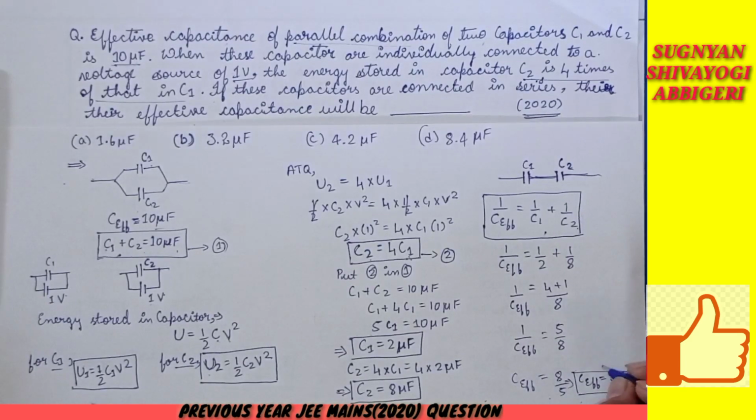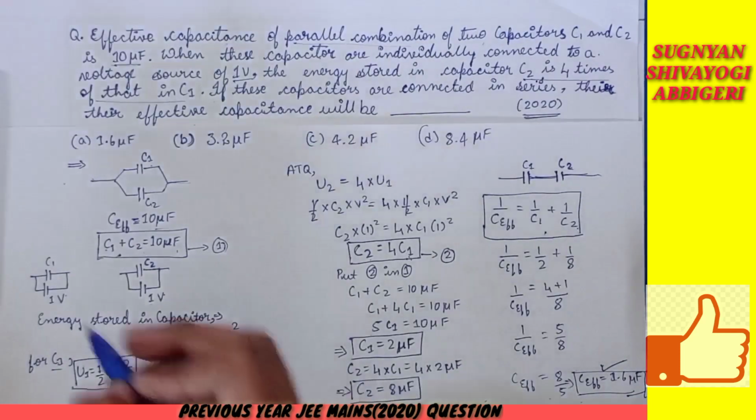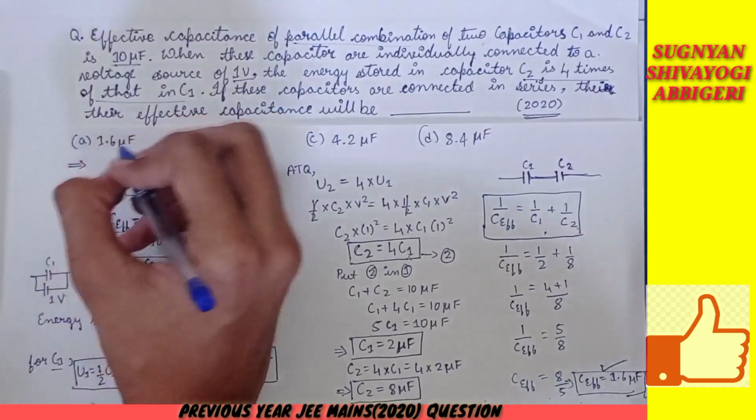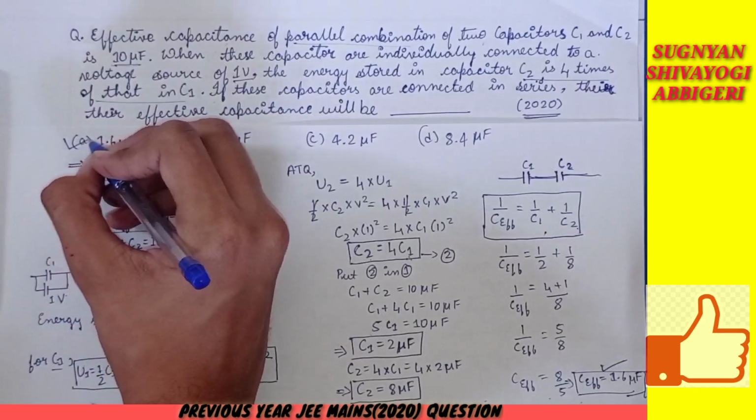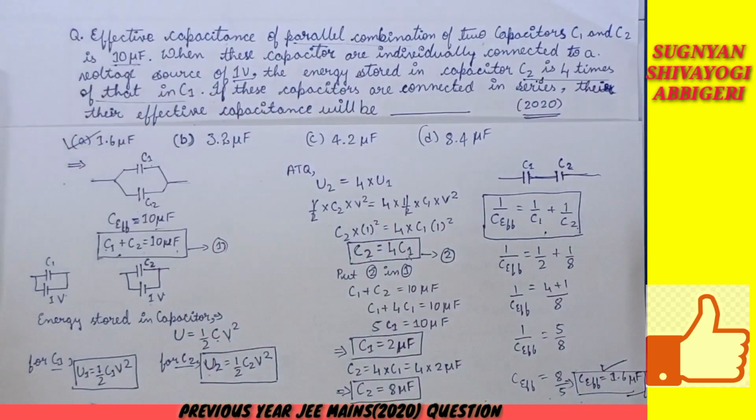This one is the final answer for this question. So let us look for this answer in the options. Yes, the first option is here, 1.6 mu farads. This is the right option for this question.